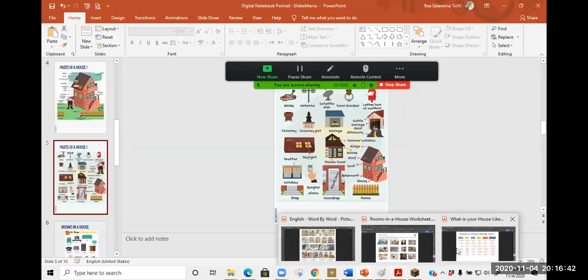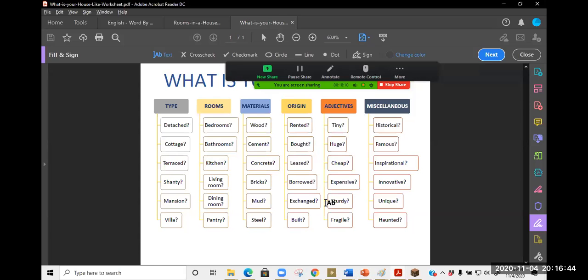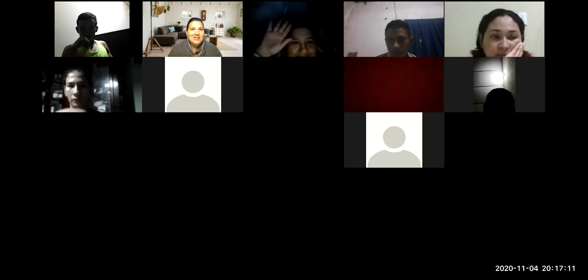Okay, what is your house like? Hablemos un poquito de su casa. How is your house like? ¿Me pueden decir qué tipo de casa tienen? Okay, so we can create vocabulary. Is it a house? For example, what is it? A house? Raise your hand if you live in a house.